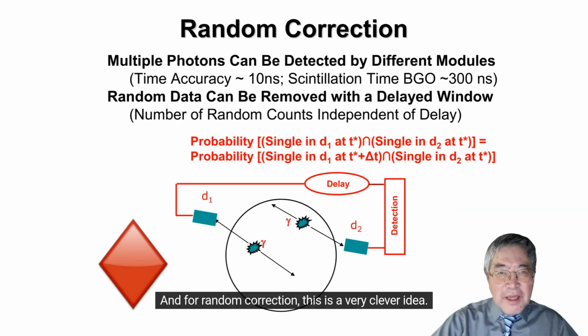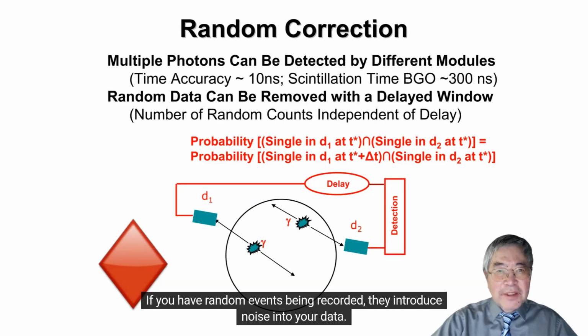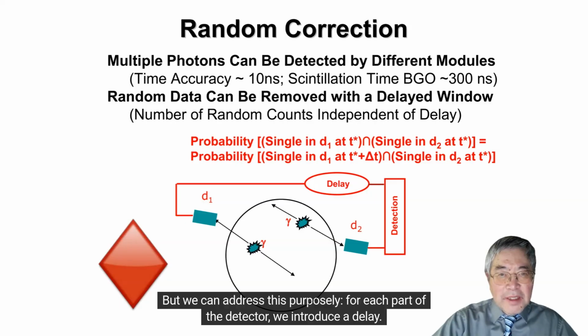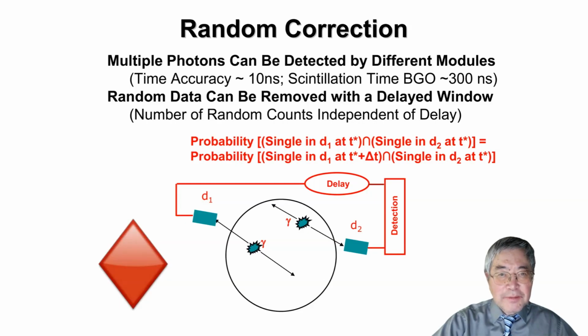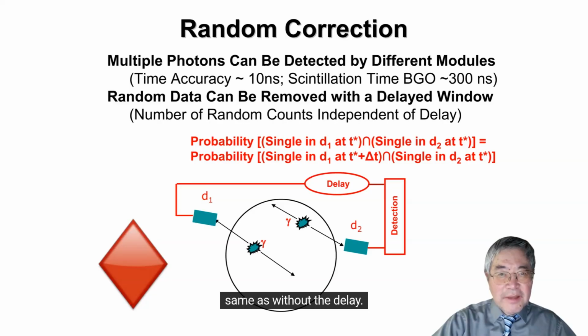And for random correction, this is a very clever idea. If you have random events being recorded, they introduce noise into your data. For usual data processing, these random events really complicate things. But we can address this purposely. For each part of the detector, we introduce a delay. If it's a random coincidence, then the probability of the random event with this delay is the same as without the delay. This is the key statement.